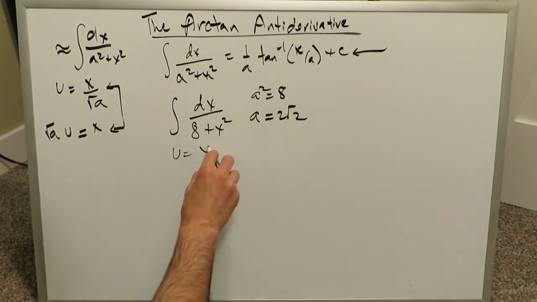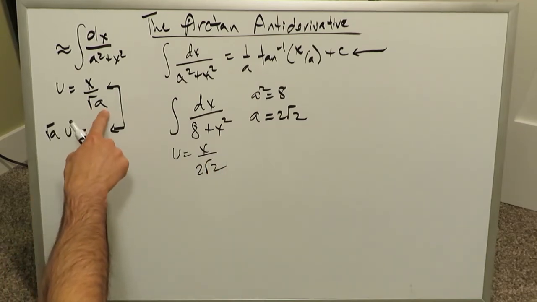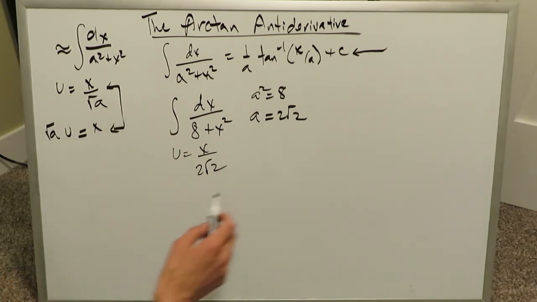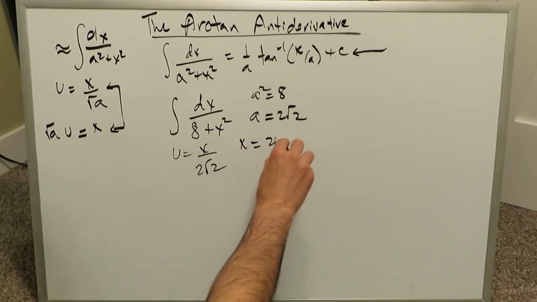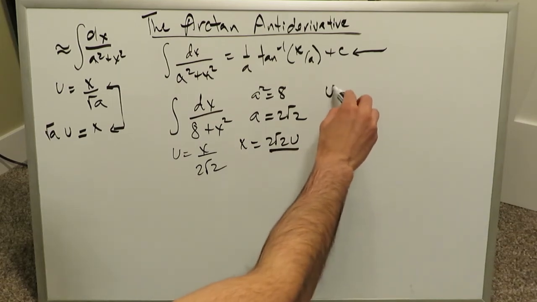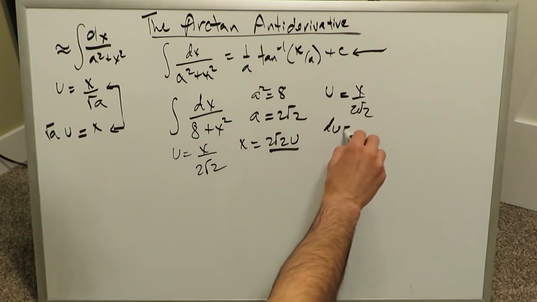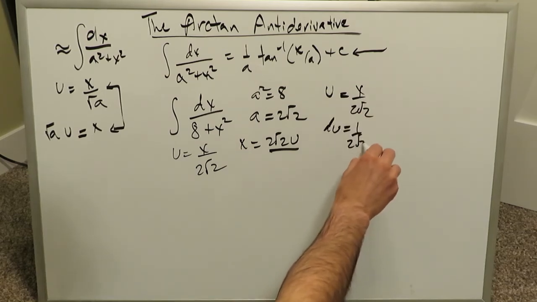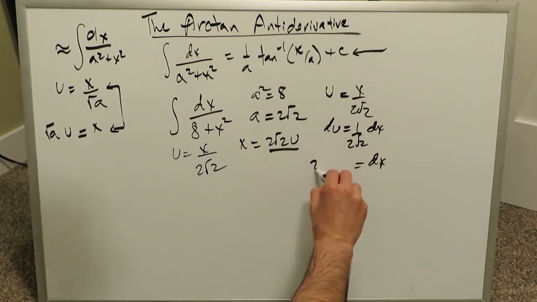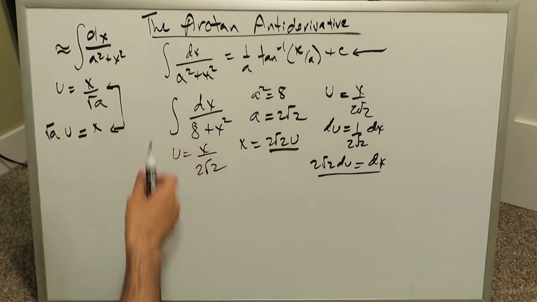u over here must be x over root a, right, which is 2 root 2, because we're looking at the root of a, root of 8. Root of 8 is 2 root 2. x is also equal to 2 root 2 u. What's our substitution? If u is equal to x over 2 root 2, then the derivative of u is equal to 1 over 2 root 2 dx, so dx is equal to 2 root 2 du.